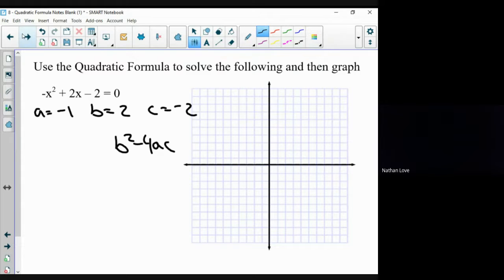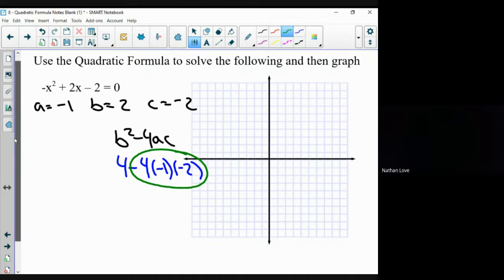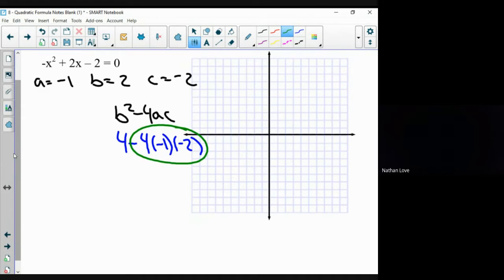That's the part where you're adding on everything. 4 minus 4 times -1 times -2. Guys, what did you end up with way over here? What is a negative times a negative times a negative? Would it be a negative? That would be a negative. And 4 times 2 is 8.